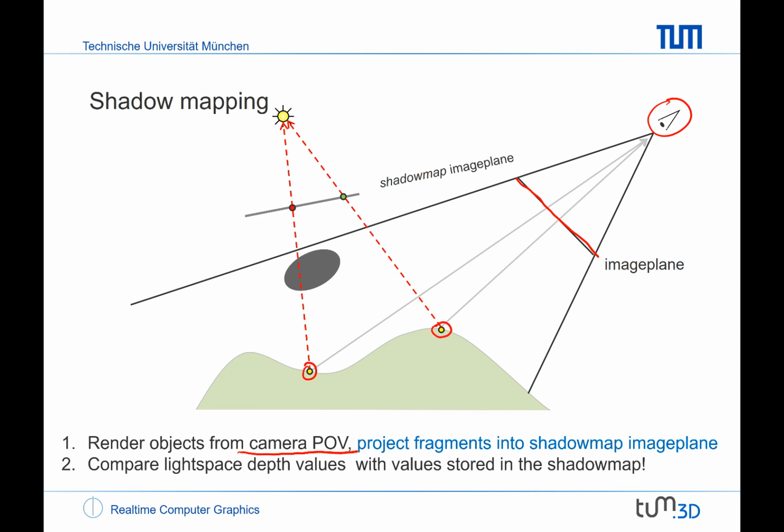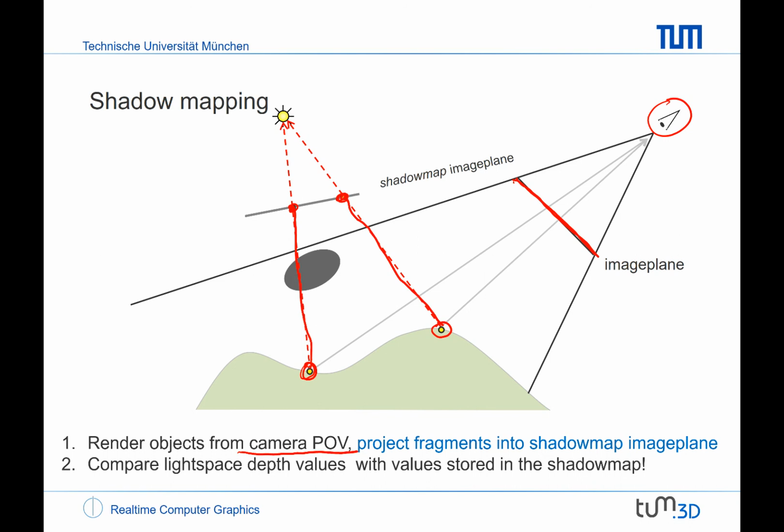whether the distance of that fragment to the shadow map image plane, which is essentially indicated by the red line here and by the red line here for the second fragment, is larger or less or equal to the value that is stored in the shadow map at the projected fragment position. Therefore, whenever a fragment is going to be rendered into the image plane, we first have to project that fragment into the shadow map image plane. That then gives us a projected position in that image plane from which we can determine the location in the corresponding shadow map.